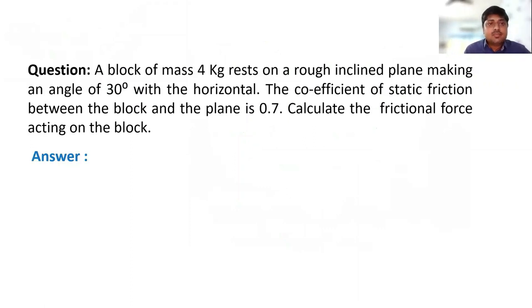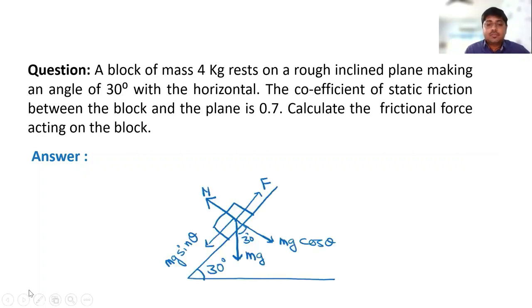Our next problem is a block of mass 4 kg rests on a rough inclined plane, making an angle of 30 degrees with the horizontal. The coefficient of static friction between the block and the plane is 0.7. Then calculate the frictional force acting on the block. So let's understand this again using the block diagram.